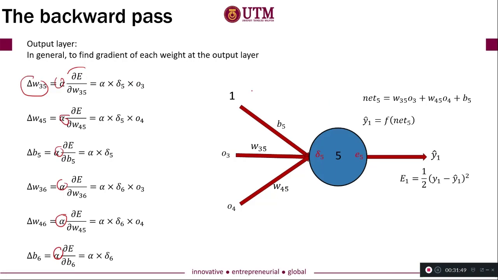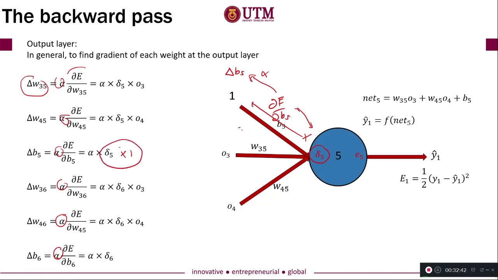Now for each and every gradient here, for example del E over del B5, how do we find that? Because this is the one you multiply with alpha to get the updater of B5. So you simply multiply delta 5 with 1. That's how you get this one, which should be multiplied with 1.